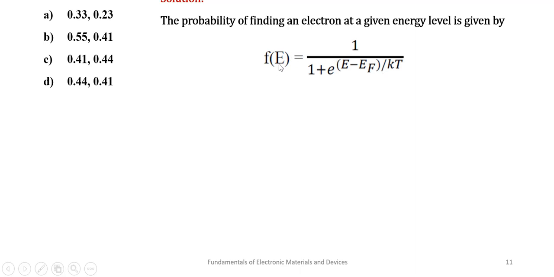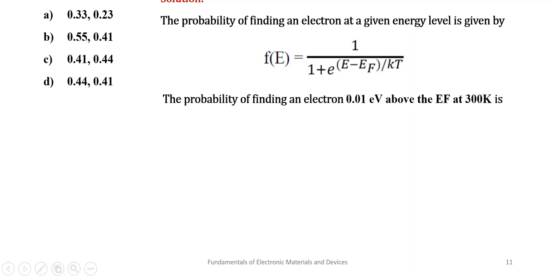So basically F of E is the probability of the electron occupying the orbital or not. Now we know that E minus EF is 0.01. In that case, you have to convert this electron volt into joule, that is 1.6 into 10 power minus 19. And here K value is 1.38 into 10 power minus 23 and T is your temperature, that is 300. So we got the value 0.404.